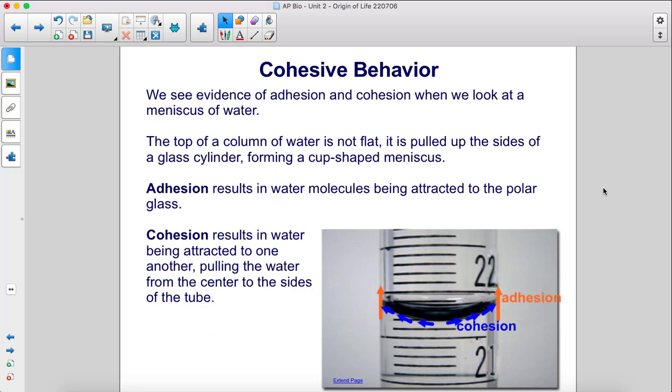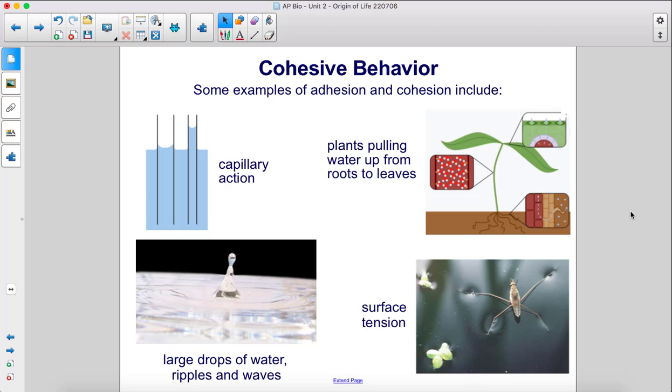We see evidence of adhesion and cohesion when we look at a meniscus of water. The top of a column of water is not flat. It is pulled up the sides of a glass cylinder, forming a cup-shaped meniscus. Adhesion results in water molecules being attracted to the polar glass. Cohesion results in water being attracted to one another, pulling the water from the center to the sides of the tube. Some examples of adhesion and cohesion include capillary action, plants pulling water up from roots to leaves, large drops of water, ripples and waves, and surface tension.